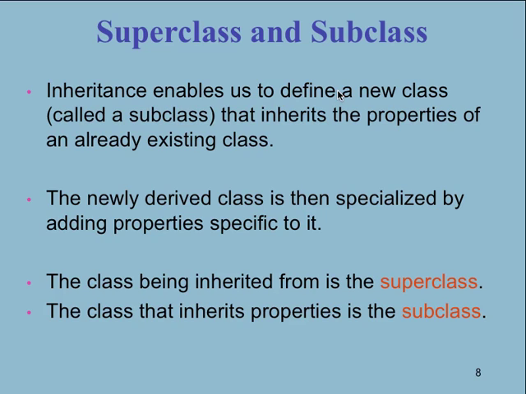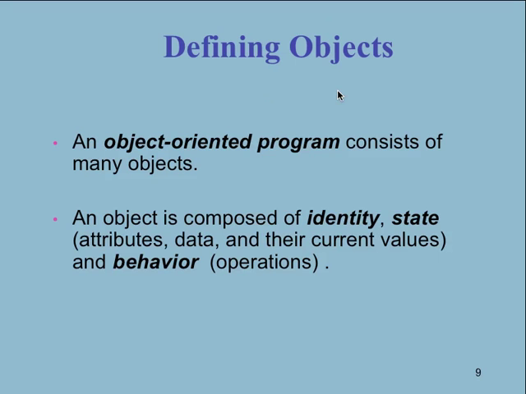We have the concept of a superclass and a subclass, meaning that the class that's being inherited from is the super. The class that inherits the properties is the sub. A super can be a sub can be a super. There's no restrictions. They can have multiple roles.